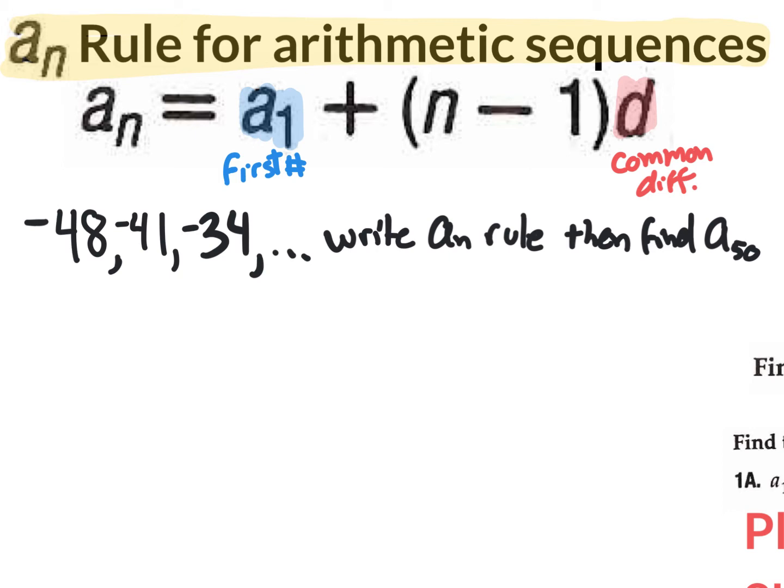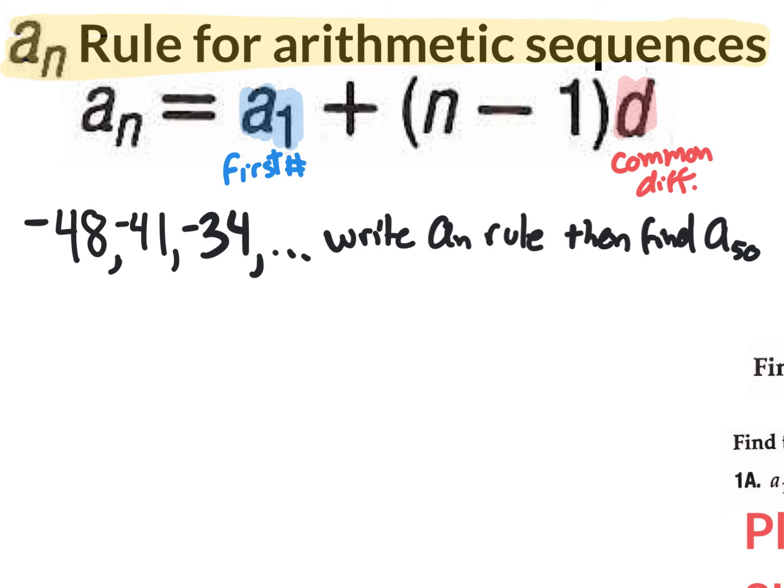So on any arithmetic sequence, you start with your first number, a sub 1 is your first number, and what do you do from there? You add. That's why we put a sub 1 plus, and then we got this stuff over here. So hopefully we've had enough time to jot this down.